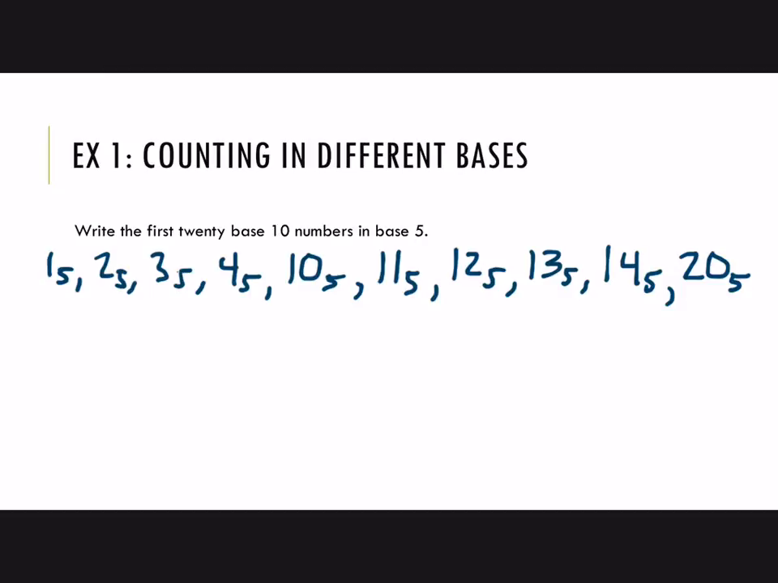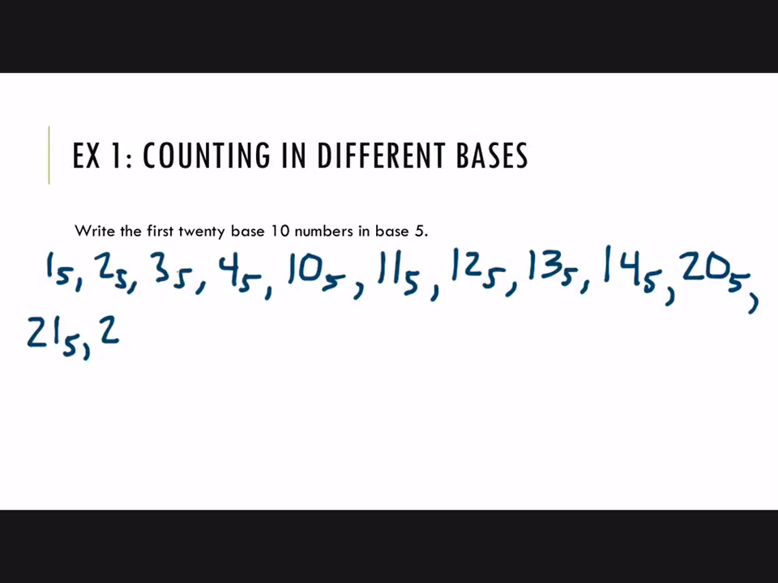So it looks like 20, but we don't read it that way because the word 20 has origins that mean 2 tens, and we want to indicate that these are 2 groups of 5, not 2 tens. So we would just read this number as 2 0 base 5. And that would mean 2 groups of 5, 0 ones. Okay, so that's 10, and then moving on, 11 is 2 groups of 5 and 1 one.